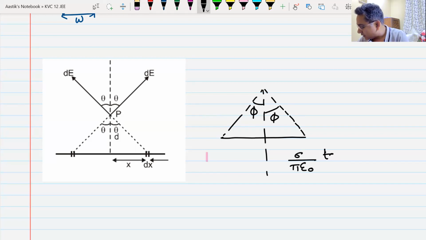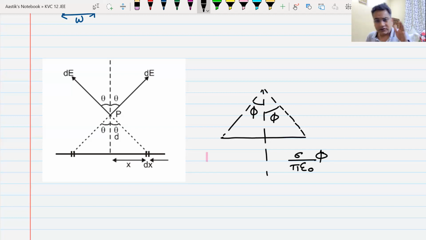No, not tan inverse of phi, multiplied by phi, where phi is this semi angle, half of that angle, semi angle. This is the general formula that I wanted you to remember.